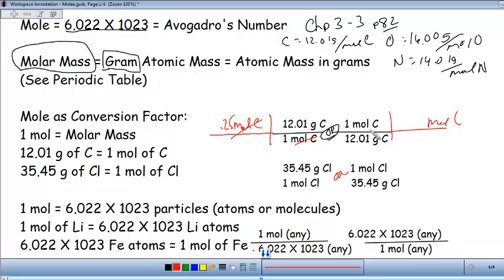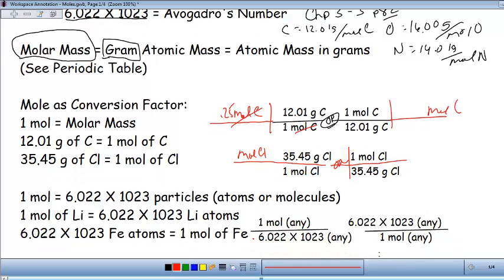Another example here is with chlorine. If we were trying to convert grams of chlorine to moles of chlorine, we would use this expression. If we were trying to convert moles of chlorine to grams of chlorine, we'd use this expression. And on and on and on with every element on the periodic table.